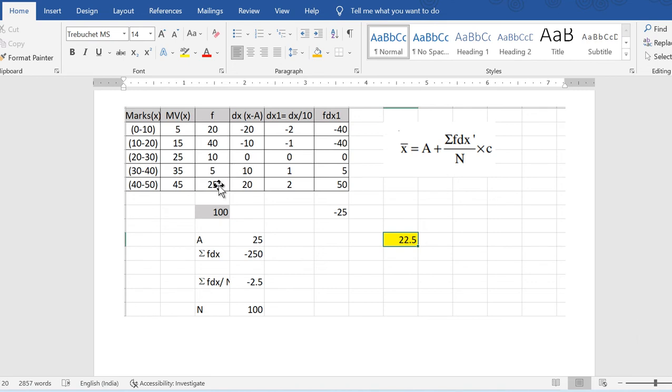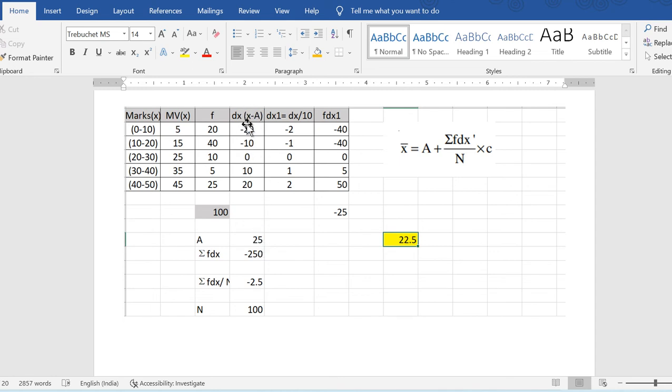This is also given in the question. Let us assume this value A. This value A is the assumed mean. So in this range, the assumed mean will become 25. So A is 25. Now let us calculate dx on this column.